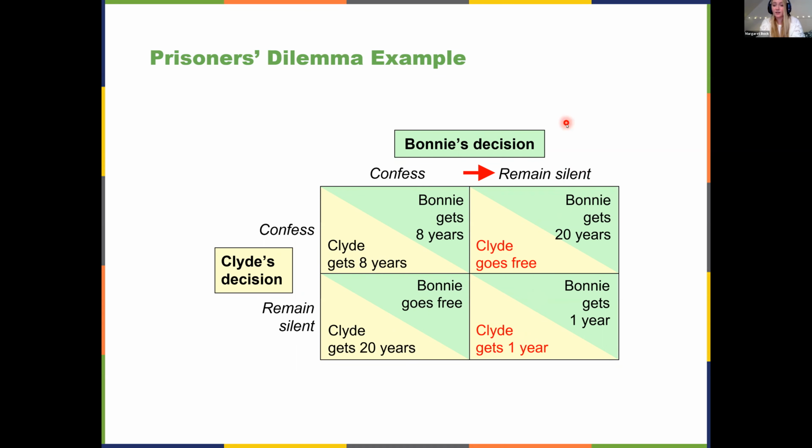So again, hopefully this game matrix makes these different outcomes a little bit more clear and summarized for you to analyze what Bonnie and what Clyde might think is the best decision for them to make. So now we can go through and compare the different outcomes to figure out what decision both players should make based on these outcomes. So let's start with Clyde.